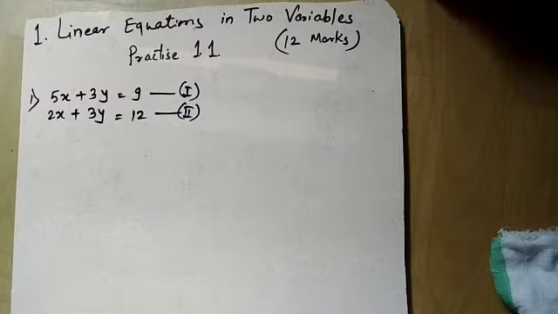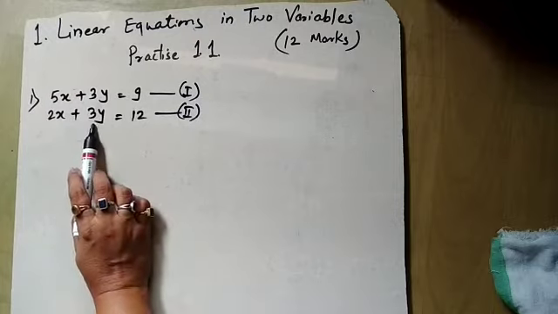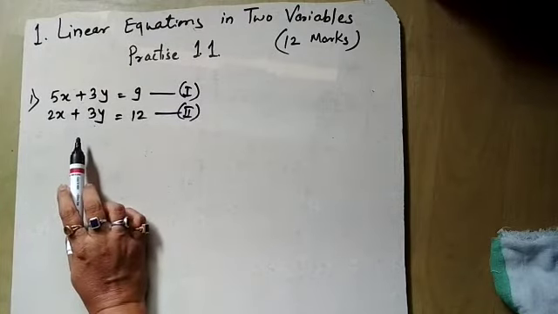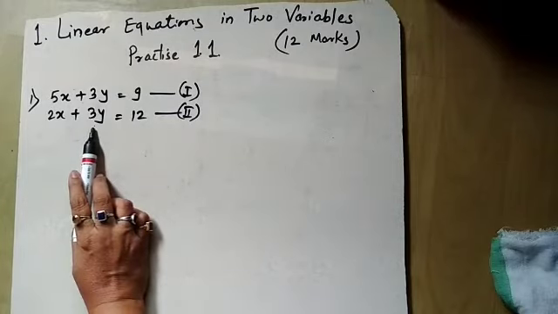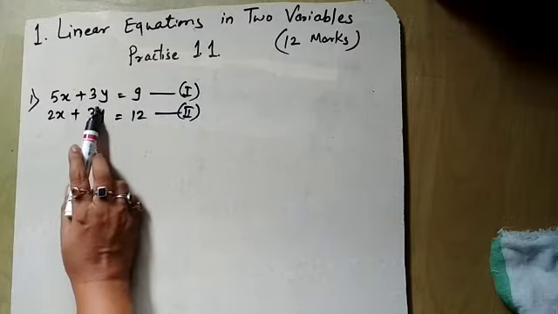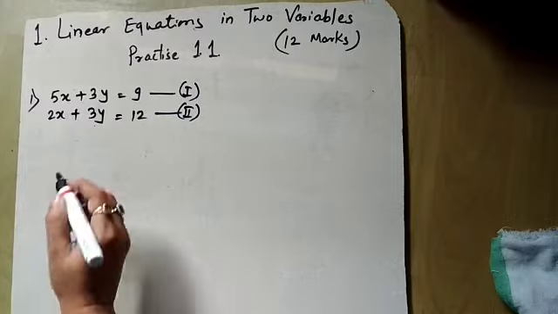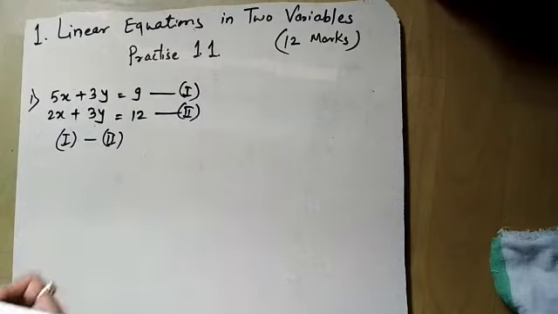When you observe both the equations, you will come to know that the terms having variable y have the same coefficient, that is 3. So it is easy to cancel the term with variable y. Now to cancel we have to observe the signs also. Here is plus, here is also plus. Both the 3y terms have plus sign. So for cancellation of 3y we have to do subtraction. So I will write equation 1 minus equation 2.